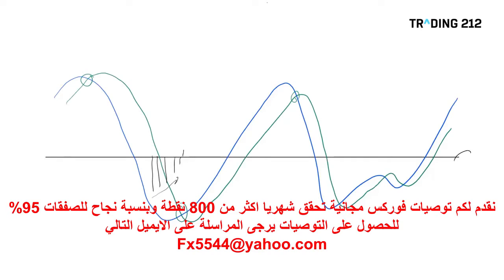And then finally, when the lines are above the zero line, the market is thought to be in a bullish mode. It's going up, the trend is up. When the lines are below the zero line, the market is thought to be in a bearish mode, the trend is down and the market is sliding.